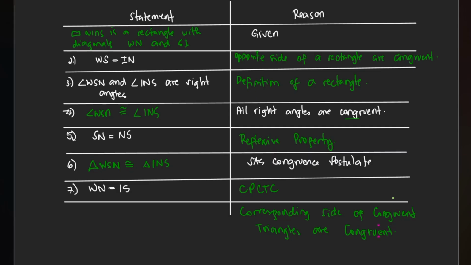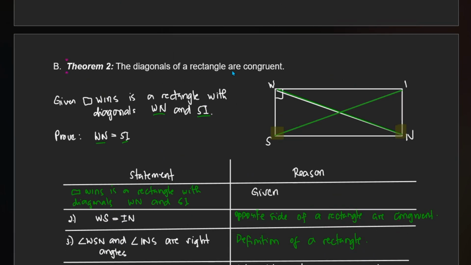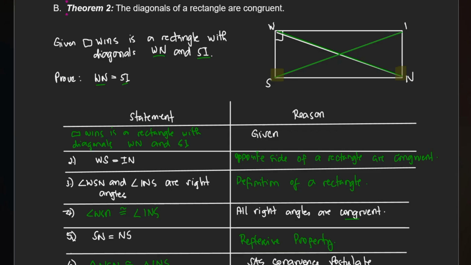Okay, that is the definition of CPCTC: corresponding sides of congruent triangles are congruent. So ibig sabihin, ito na side dito na part, yung WN natin, your line WN, is the corresponding congruent side of SI or IS. Okay? And that is theorem number 2. Now, we will move on to theorem number 3.